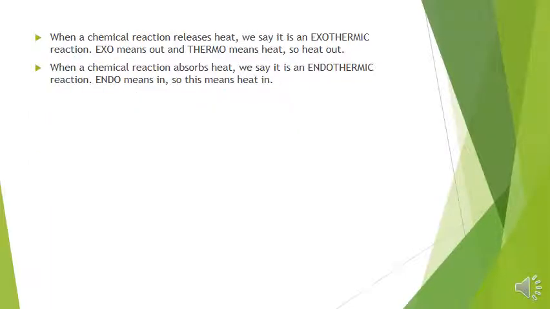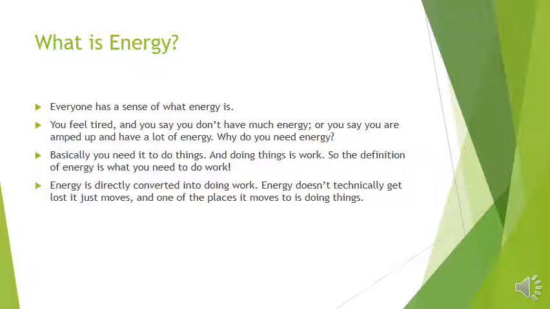When a chemical reaction releases heat, like in combustion, we call it exothermic. Exo means out, thermal means heat, so heat out. When a chemical reaction absorbs heat, we say it is endothermic. Endo means in, thermal means heat, so heat into the reaction. So cellular respiration is exothermic, photosynthesis is endothermic.